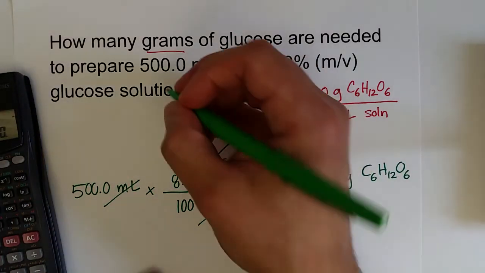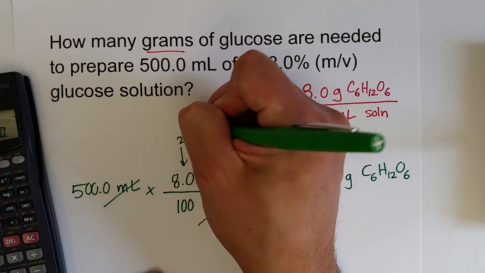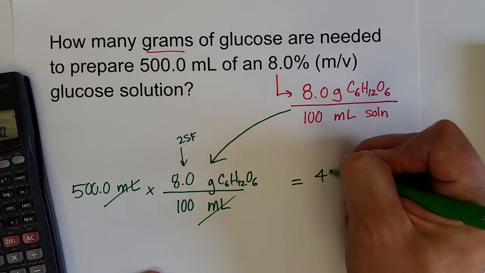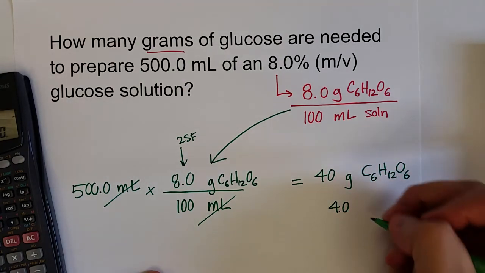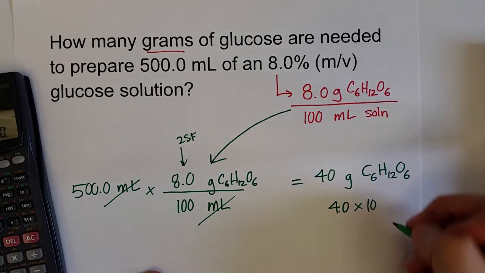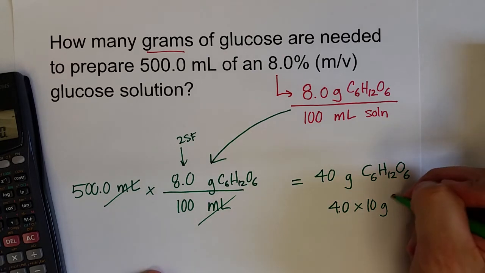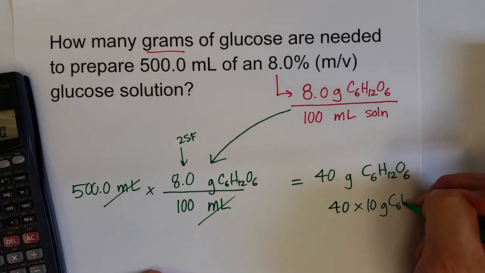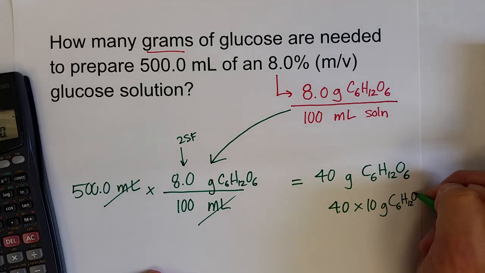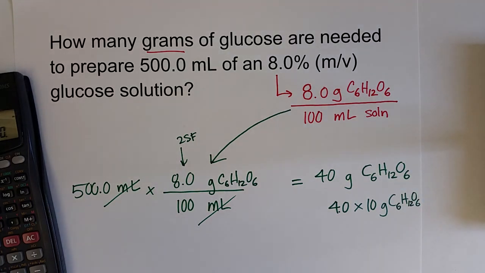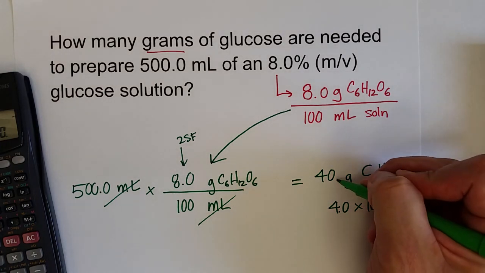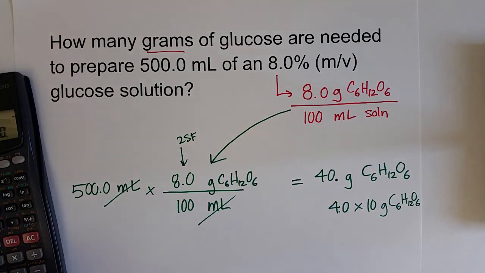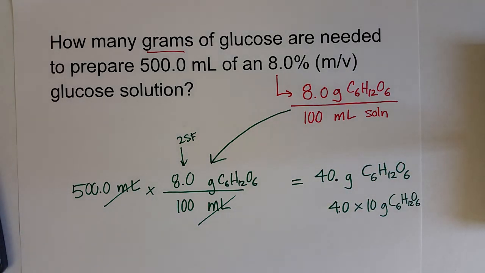And this is with two significant figures. So that 40, the only way I can really show this in two significant figures is with scientific notation. 4.0 times 10 to the 1 grams of glucose. Some books or some professors will have you write a decimal right after the 40 to indicate that it is also two significant figures.